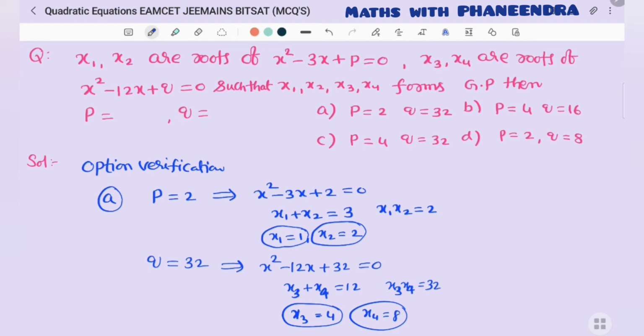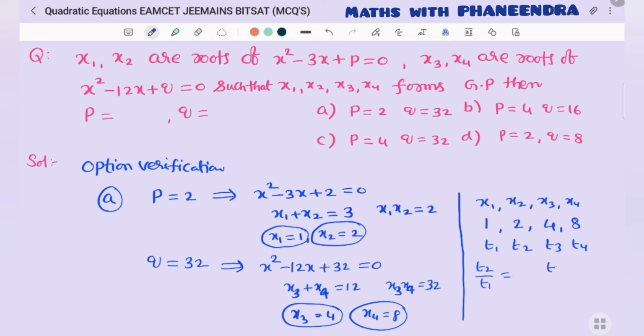By observing the values of x1, x2, x3 and x4, in serial order, the value of x1 is 1, x2 is 2, x3 is 4 and x4 is 8. Whether they are in GP or not: first term, second term, third term, fourth term. To prove whether the values are in GP, I take the common ratios T2 by T1, T3 by T2 and T4 by T3. If all the values are the same, then it is a GP.